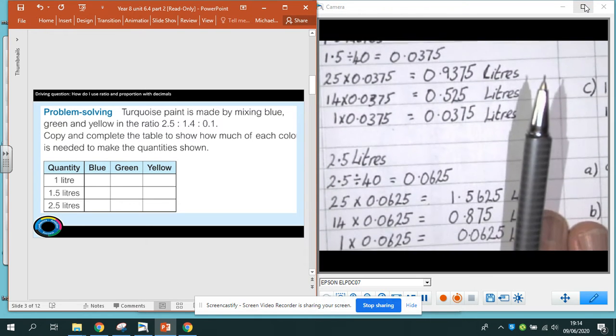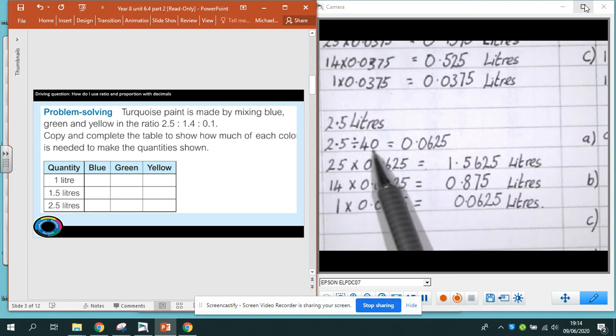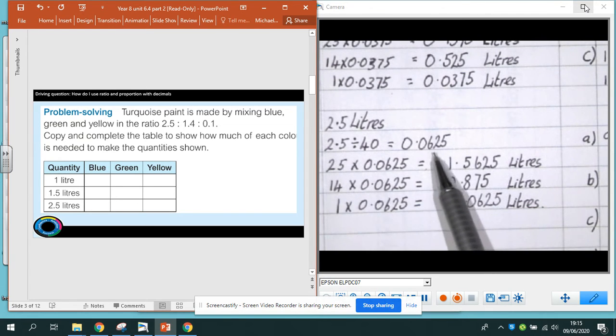So lastly, for 2.5 litres, again, we're dividing by 40, so it's 2.5 divided by 40, gives us this number, 0.0625, which I then multiply by 25, by 14 and by 1 to give me these numbers, which again, if you add them all together, you'll get to 2.5.